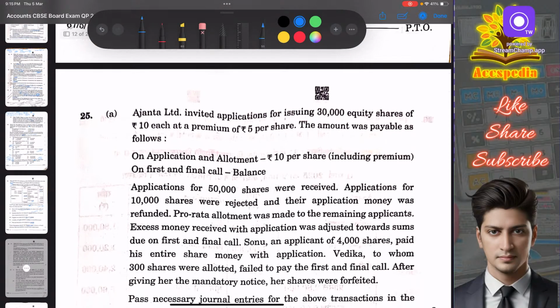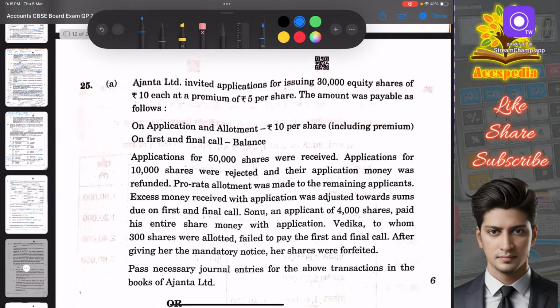The next: Ajanta Limited invited applications for issuing 30,000 equity shares of 10 each at a premium of 5 per share. So issued 30,000, applications received 50,000, face value is 10 rupees, premium is 5 rupees. Application and allotment is 10 including premium, that means 5 plus 5, and the balance 5 is on first and final call. 10,000 shares were rejected and their application money was refunded. Pro rata allotment was made to the remaining applicants.